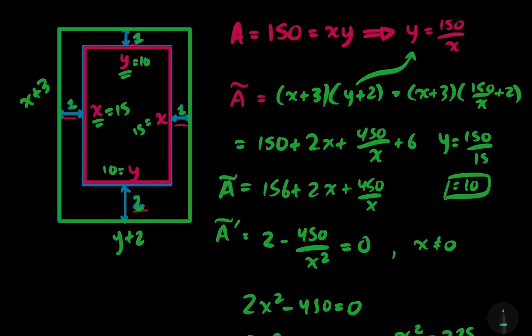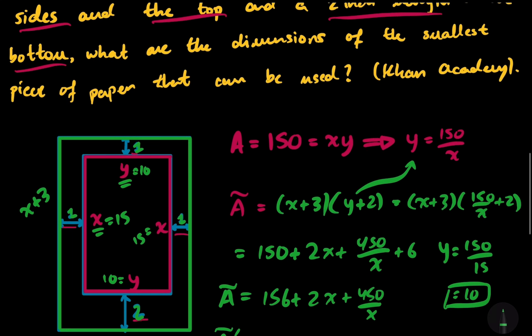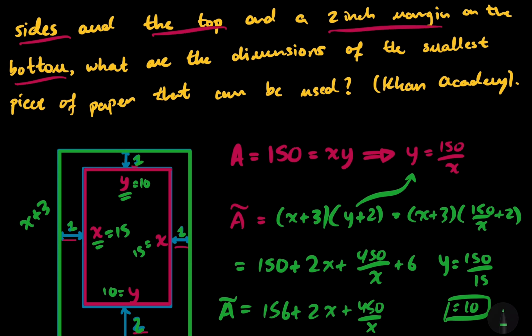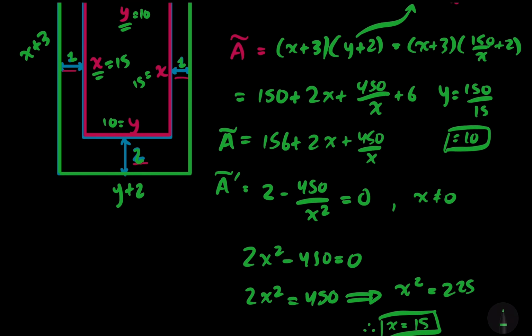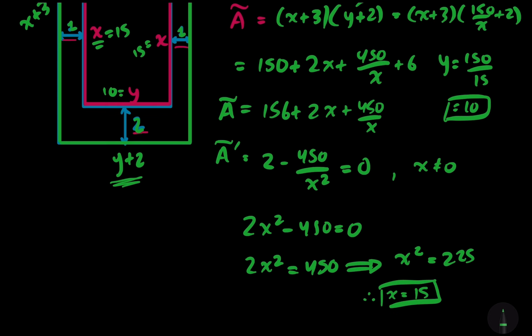But be careful, our answer is not 10 by 15 inches. As a matter of fact, we have to keep in mind that we're asked for the dimensions of the smallest piece of paper, not the portion where we have the text. So we're talking about the entire paper, including the margins. And so let's go ahead and think about that. So this length over here, right, is going to be y plus 2. And we know that y is 10, so this is going to be equal to 12 inches, right?